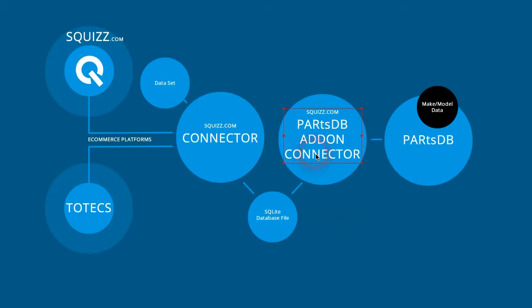So the first thing we need to do is to install the PARtsDB add-on connector. This is a web service that runs on its own. It is separate from the connector software, and it runs in the background as a Windows-based service that is always running, so that the connector can talk to it when it needs to in order to get the data, pull down the make model data and translate it as it goes.